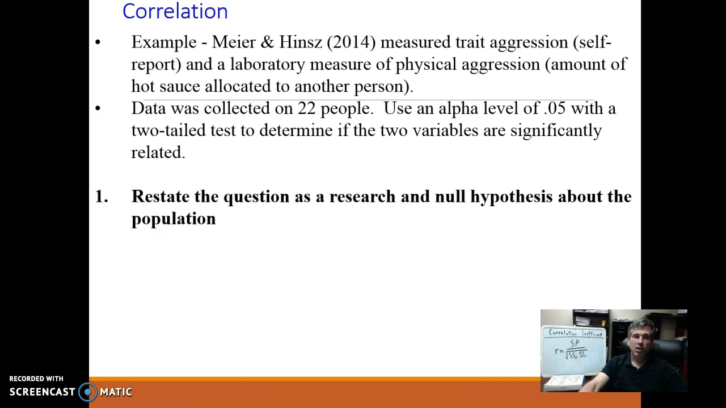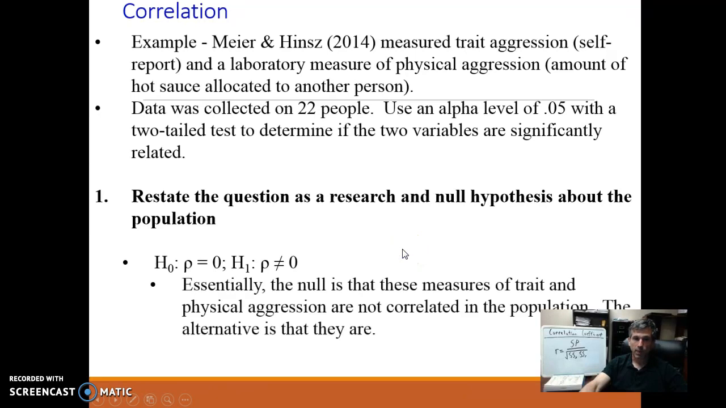So here's how their hypothesis test worked. First, they had to state their hypotheses. Again, the null was that these two variables are not correlated in the population, that rho equals 0. The alternative is that they are correlated in the population, that rho does not equal 0. So the null is that they aren't correlated. The alternative is that they are.